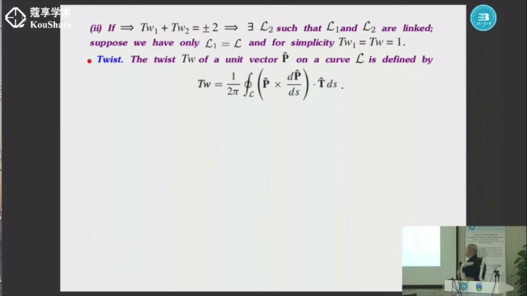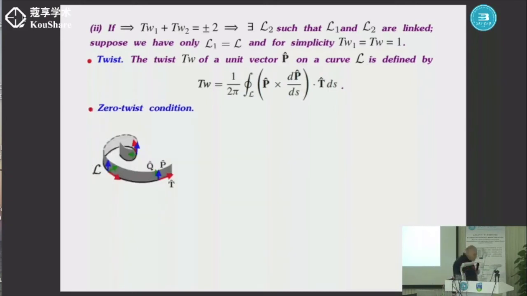So let me define these quantities. The twist, first of all. Twist is defined by taking a unit vector normal to the curve L, L being the line, the defect line, then the twist is defined by this formula. So you have to compute these quantities in order to have the twist, and the twist is given by the rotation of the unit vector P around L. Now, we need to have a prescription for twist. So, the zero twist condition. For this zero twist condition, I will refer to the parallel transport, because I'm in space.